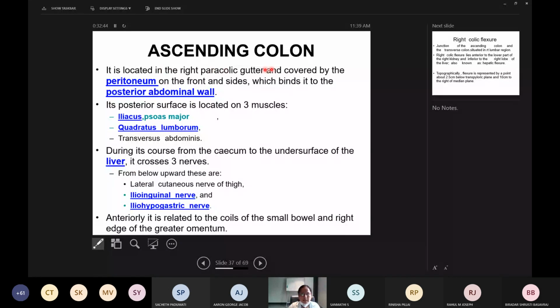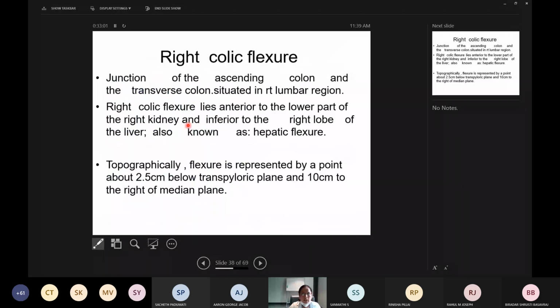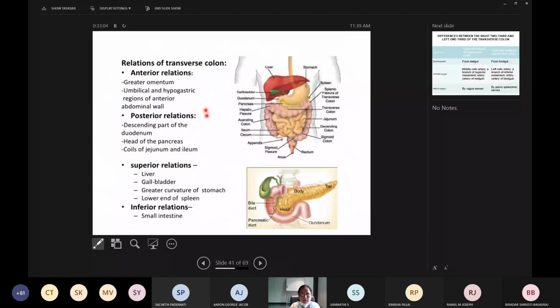So next you have got the ascending colon. The ascending colon is around 15 centimeters in length, and it begins as the continuation of the cecum till it reaches the right colic flexure, where it turns. So this is the ascending colon. It begins as the continuation of the cecum. It is around 15 centimeters in length, and it ends at the right colic flexure where it turns towards the left side.